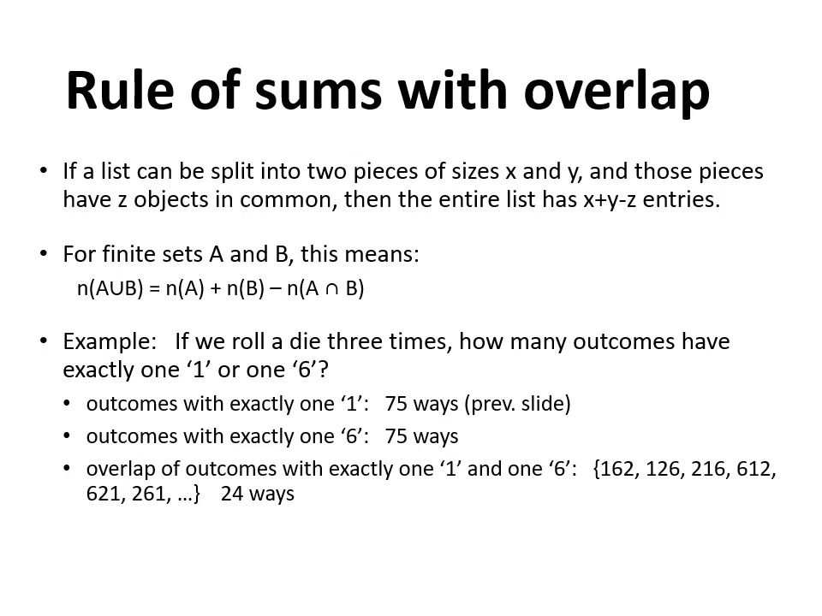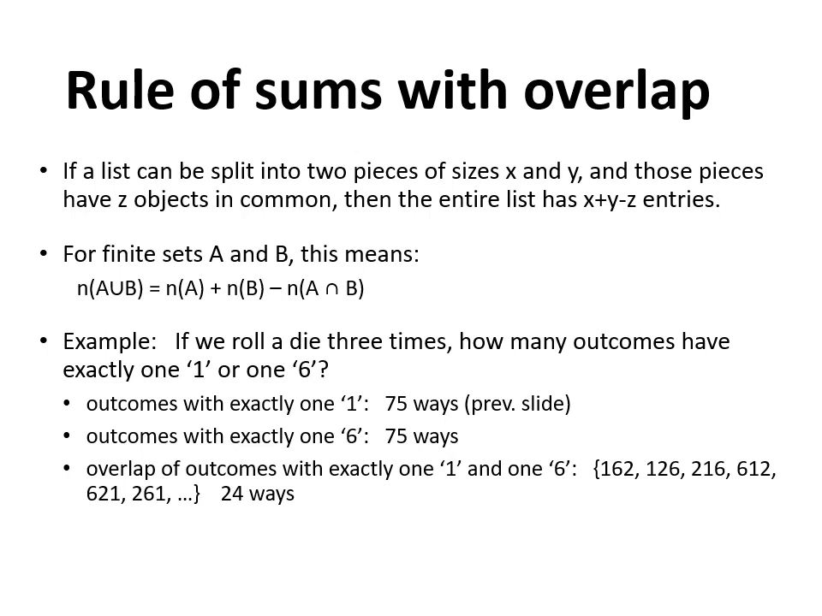So as promised, let's see how the rule of sums with overlap works, which covers the case that I mentioned before when the sets that we are counting are not disjoint. If a list can be split into 2 pieces of sizes x and y, and those pieces have z objects in common, then the entire list has x plus y minus z entries. For finite sets A and B, this means that n of A union B is equal to the number of elements in A plus the number of elements in B minus the number of elements in A intersection B. So this is the case when A and B are not disjoint.